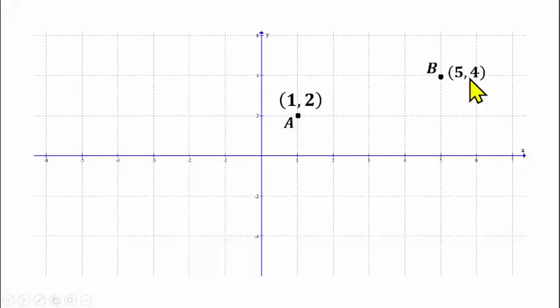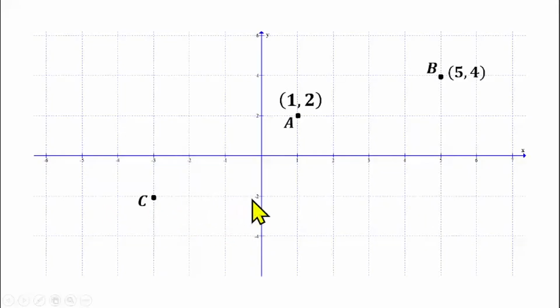Do we understand that? Let's see another point. Let's say there's another point here now, you can see. Can you tell me the coordinate of this point? Let's call it point C. Can you tell me the coordinate of this point C? Let me give you 1 second to figure that out.